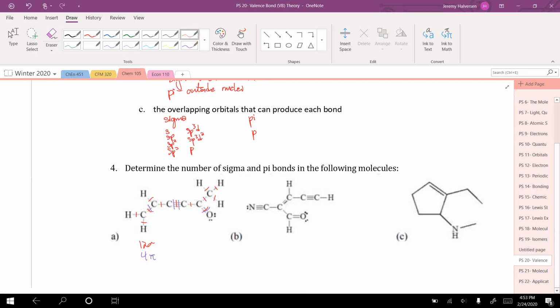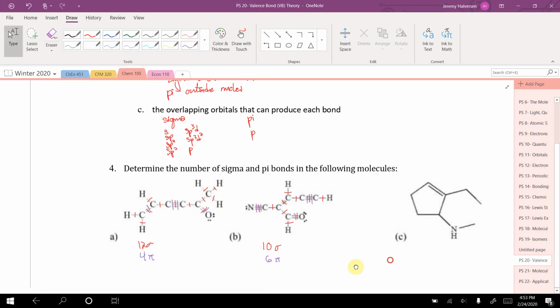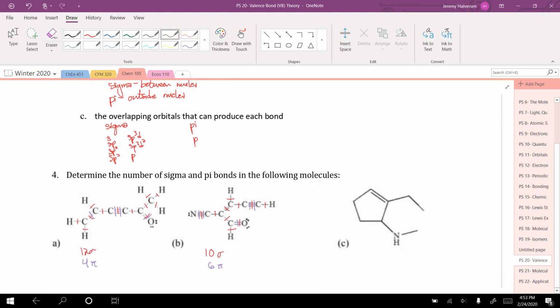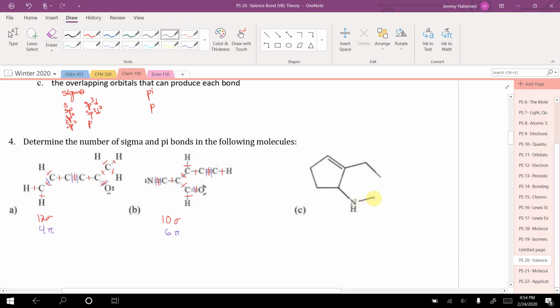That wasn't too bad. Here, 1, 2, 3, 4, 5, 6, 7, 8, 9, 10 sigma. And pi's 1, 2, 3, 4, 5, 6. 6 pi's. Come over here. Okay, this one's interesting because what haven't they drawn? They haven't drawn all the hydrogens. So if you were to just count the lines drawn, you would get this very wrong. But instead, remember there's a bond between that nitrogen and hydrogen. And then we have hydrogen, hydrogen.